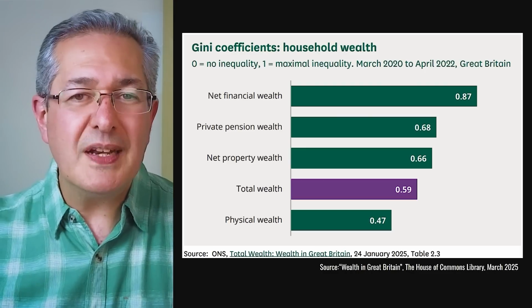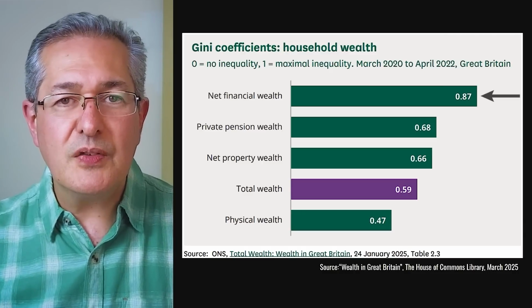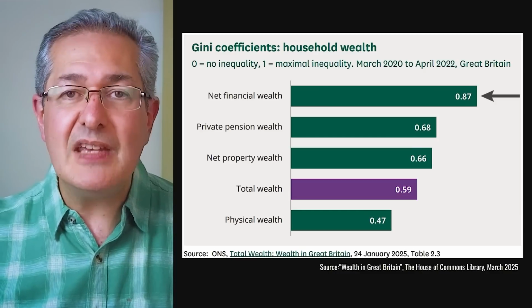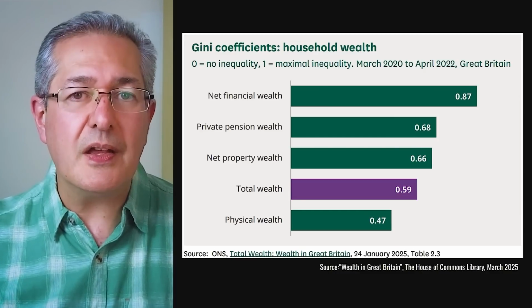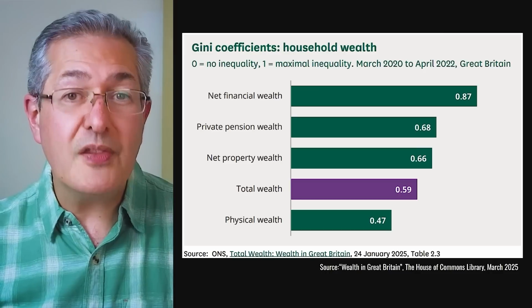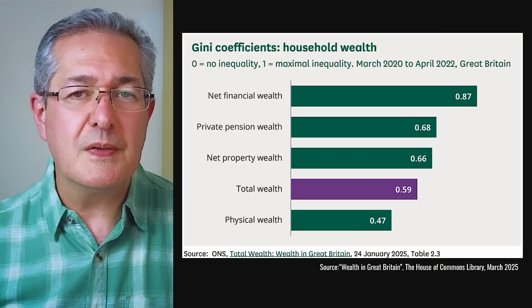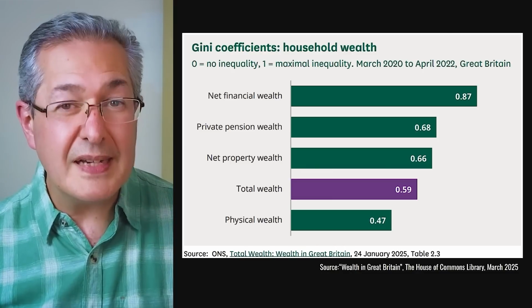If we look at a measure of inequality and look at the different components of UK wealth, you can see that the component which has the greatest inequality is this net financial wealth. We also saw that when we looked at the deciles. You'll remember that financial wealth is primarily the preserve of the wealthiest households. So financial wealth, pension wealth, those are very unequal.